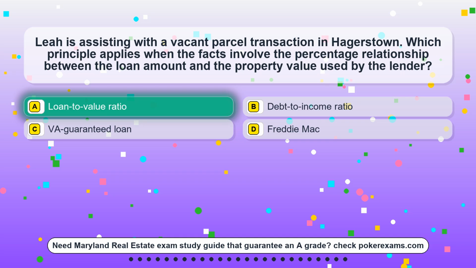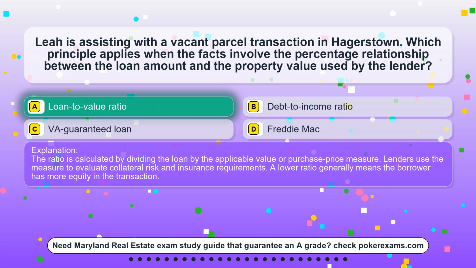The correct answer is option A, loan-to-value ratio. The ratio is calculated by dividing the loan by the applicable value or purchase-price measure. Lenders use the measure to evaluate collateral risk and insurance requirements. A lower ratio generally means the borrower has more equity in the transaction.